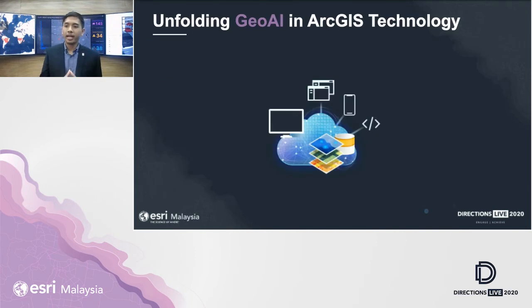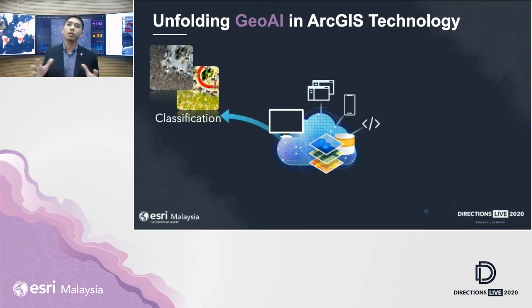Now, how can we unfold this GeoAI capability in ArcGIS technology? These are things that we have been working on for almost decades. We have been doing classification of imageries and land use and cover, for example, without realizing that this is part of the GeoAI capabilities. So now I would like to classify that classification is also a part of GeoAI capabilities.